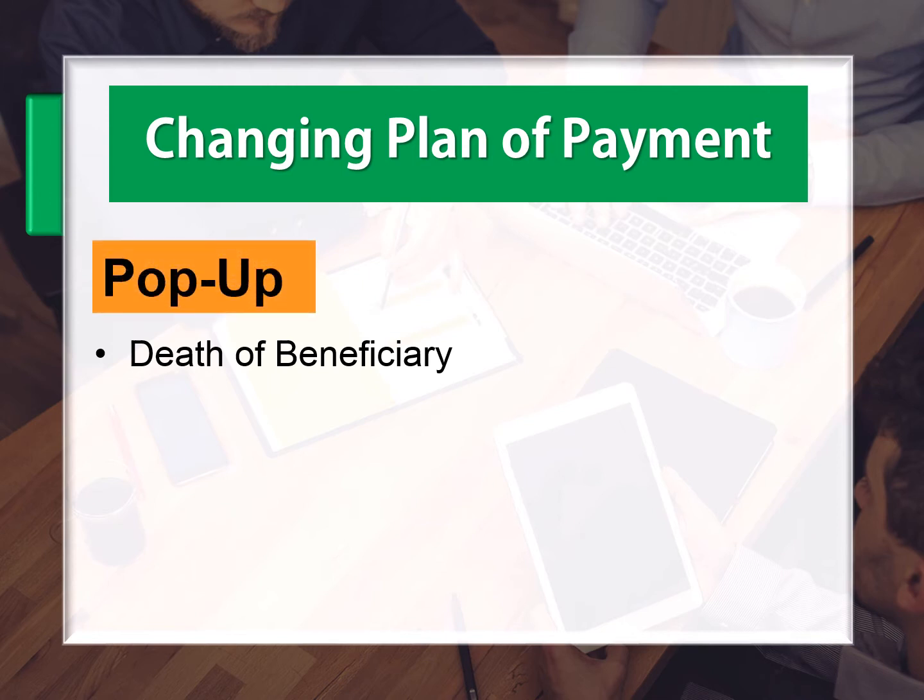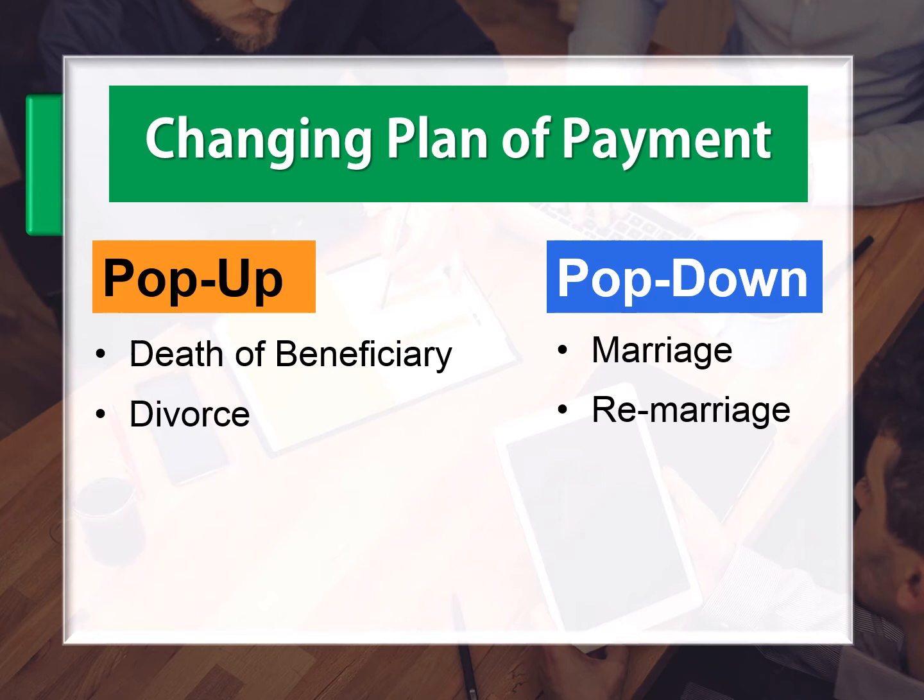This is called a pop-up. If you choose Plan F for multiple beneficiaries, your pension will be adjusted if one or more of the beneficiaries predeceases you. If you divorce, you may be able to pop up as well. Should you get married, you can pop down to a joint survivor allowance. You have 1 year from your date of marriage to change your plan of payment. In either case, please notify us as soon as possible so that the necessary paperwork can be processed.